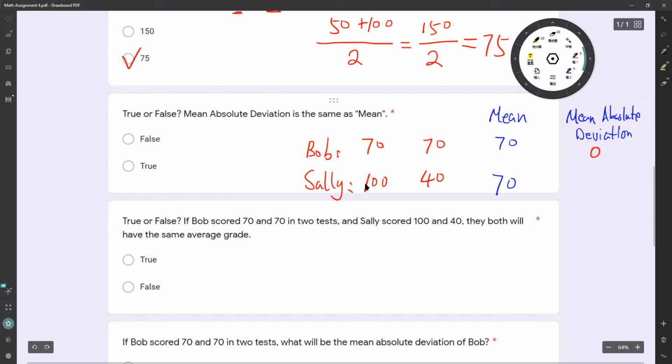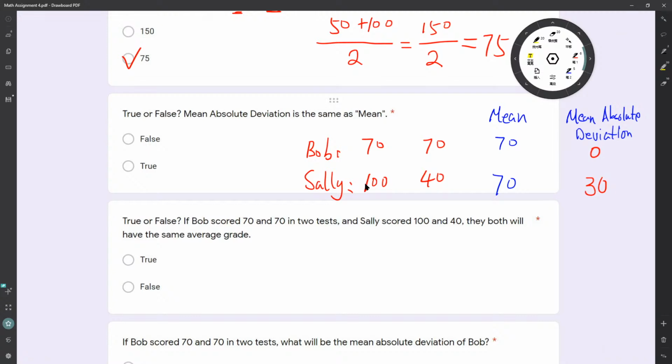Well, for Sally, as you can see here, in the first test, she got 30 points more than the mean of 70. And in the second test, she got 30 points less than the mean. So sometimes Sally got higher than the mean, sometimes she got lower than the mean. And there's a difference between her actual grades and the mean. We can see the difference is 30 points. And we say for Sally, the mean absolute deviation is 30.